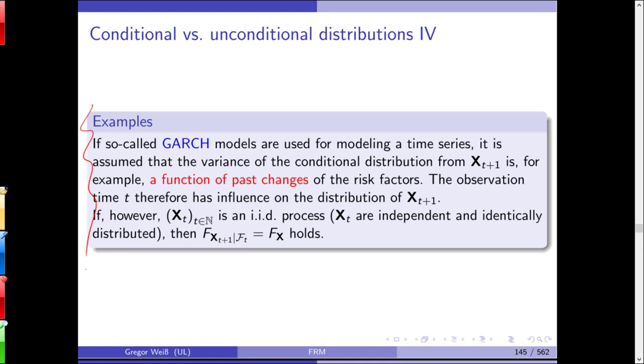Has anyone already taken a class in time series analysis? You might have seen this perhaps in econometrics. GARCH is probably the most famous model, and ARCH and GARCH models are the most famous models for modeling stock price volatility and stock prices. GARCH stands for Generalized Autoregressive Conditional Heteroscedasticity. It was invented by Robert Engle, who received a Nobel Prize for it only one or two decades ago, and it is the standard model for modeling stock prices.